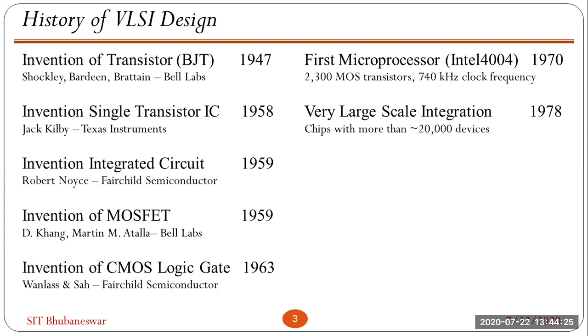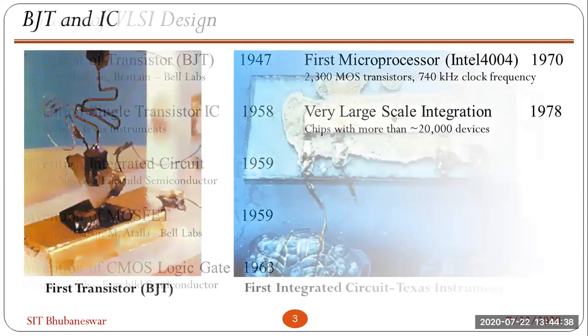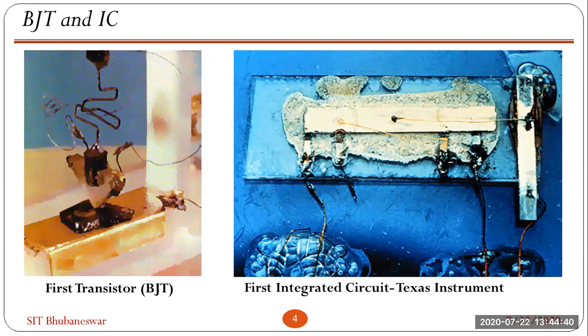So this is the brief history of semiconductor VLSI design, how it went from a single transistor to billions of transistors in a single chip. You can see the first BJT, invented by Shockley, Brattain, and Bardeen at Bell Labs. It is a point contact transistor. The left one is the emitter, this is the collector, and the bottom part is the base.